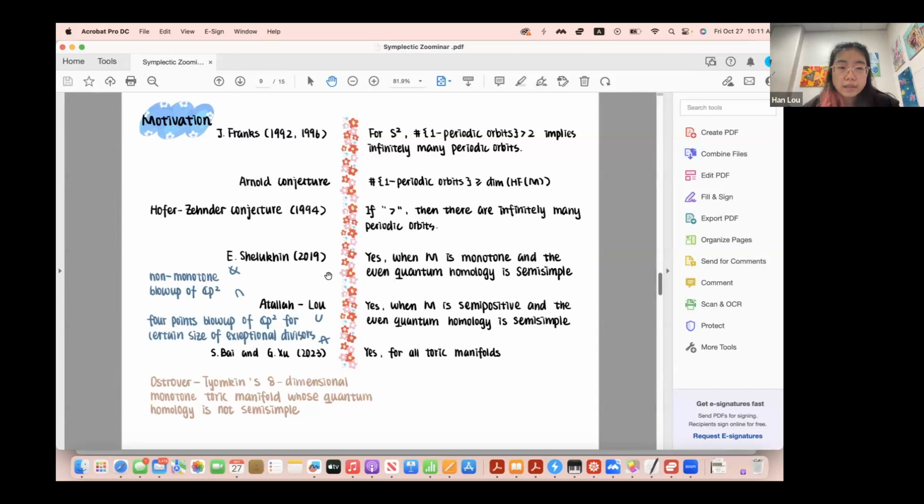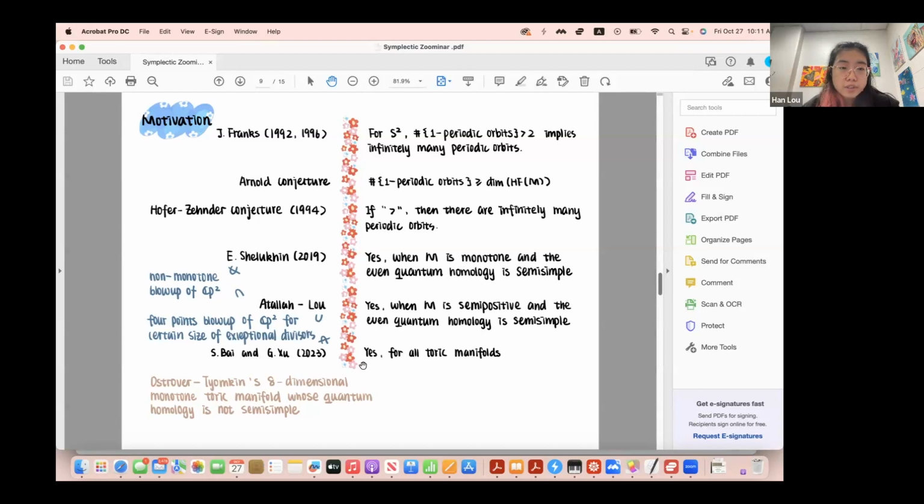In 2019, Shelukhin showed that the Hofer-Zehnder conjecture is true for monotone symplectic manifolds with semisimple even quantum homology. And our work showed that the Hofer-Zehnder conjecture is true for semipositive symplectic manifolds with semisimple even quantum homology. And a recent work by Cineli, Ginzburg, Gürel and Xu showed that the Hofer-Zehnder conjecture is true for all toric manifolds.